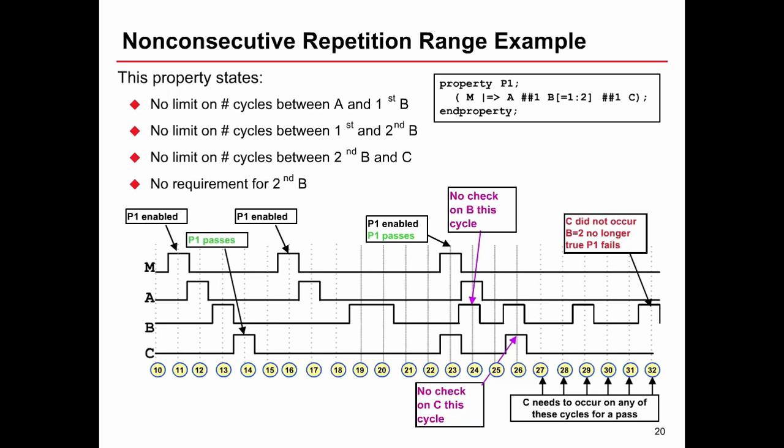So remember this term here, B equals 1 colon 2, means between 1 and 2 not necessarily consecutive occurrences of B, and that's an open-ended expression. Now what ends that part, that subterm, is the third occurrence of B. So if we've had a third occurrence of B, it is no longer possible for that property to pass, which is why the third occurrence of B, without an intervening C occurring, causes the property to fail at cycle 32.